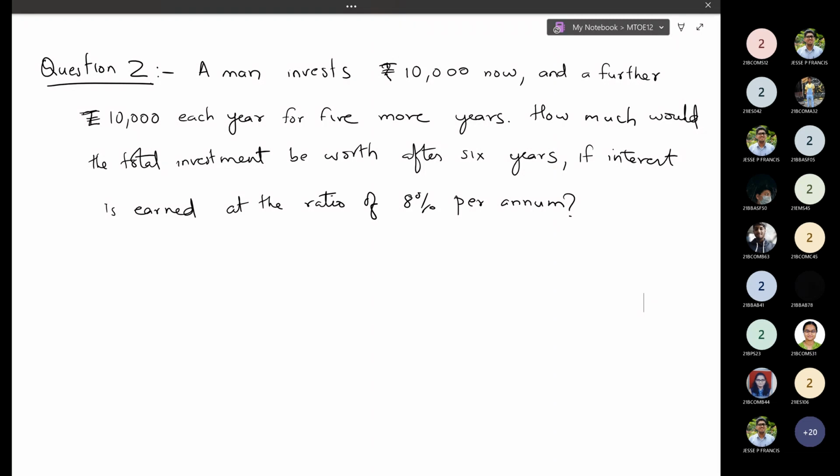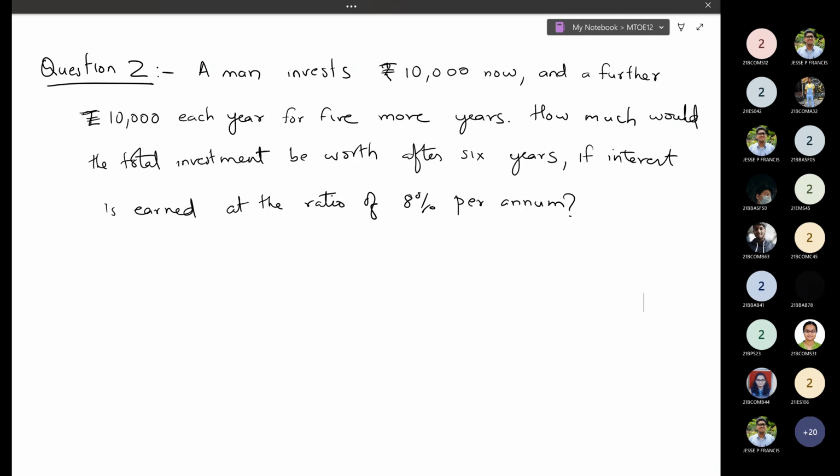And also we did something last week, right? Recurring deposits. All right. So here, that's where we came across geometric progression. This is another question within the same context. Rupees 10,000 now and rupees 10,000 each year for 5 more years, and we have to calculate the total return after 6 years. How do we do it? How do we write the answer?